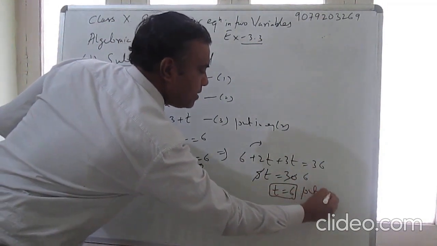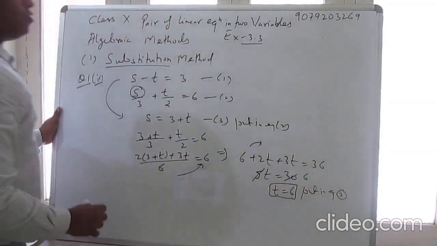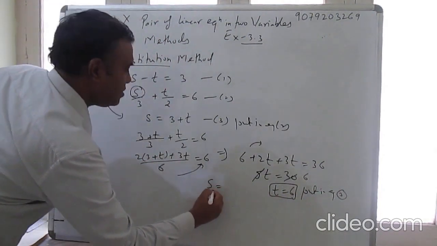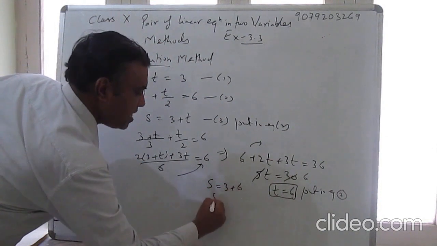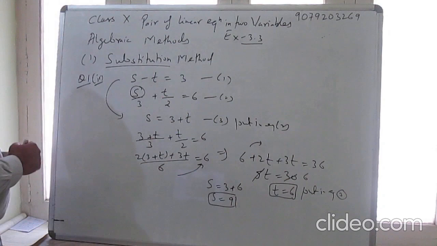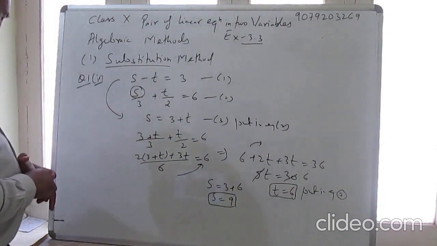Put in equation 3. In which equation will we put it? In 3. Then you will get s is equal to 3 plus 6. s is equal to 9. In this way, we use substitution method.